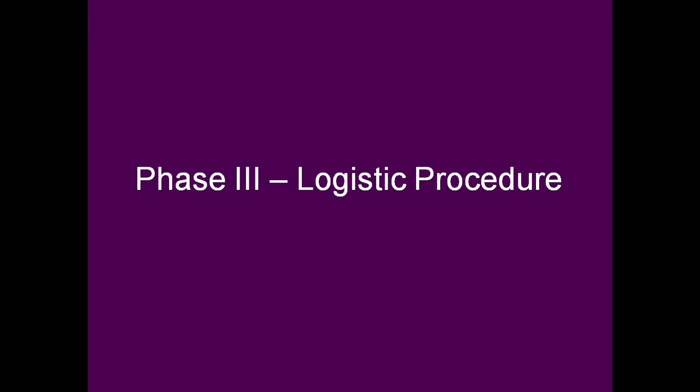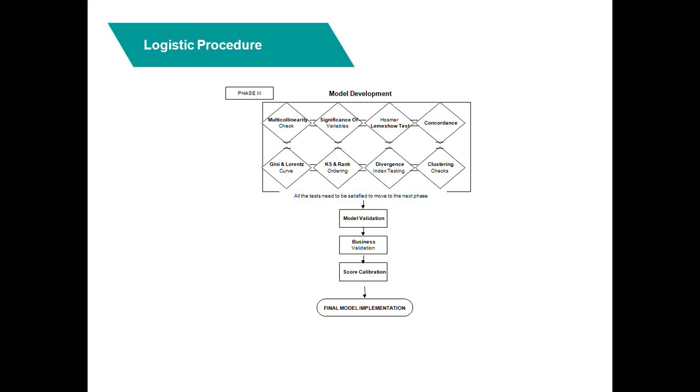Phase 3, logistic procedure. So this is how the logistic procedure looks like: model development, model validation, business validation, and final implementation. Sometimes we do score calibration, but not in all cases. Within model development, we see the multicollinearity check, significance of variables, Hosmer-Lemeshow test, concordance, Gini, KS, divergence indexes, clustering. So lots of tests are there. We'll discuss some of these tests, and how to interpret them, when we see the logistic output.